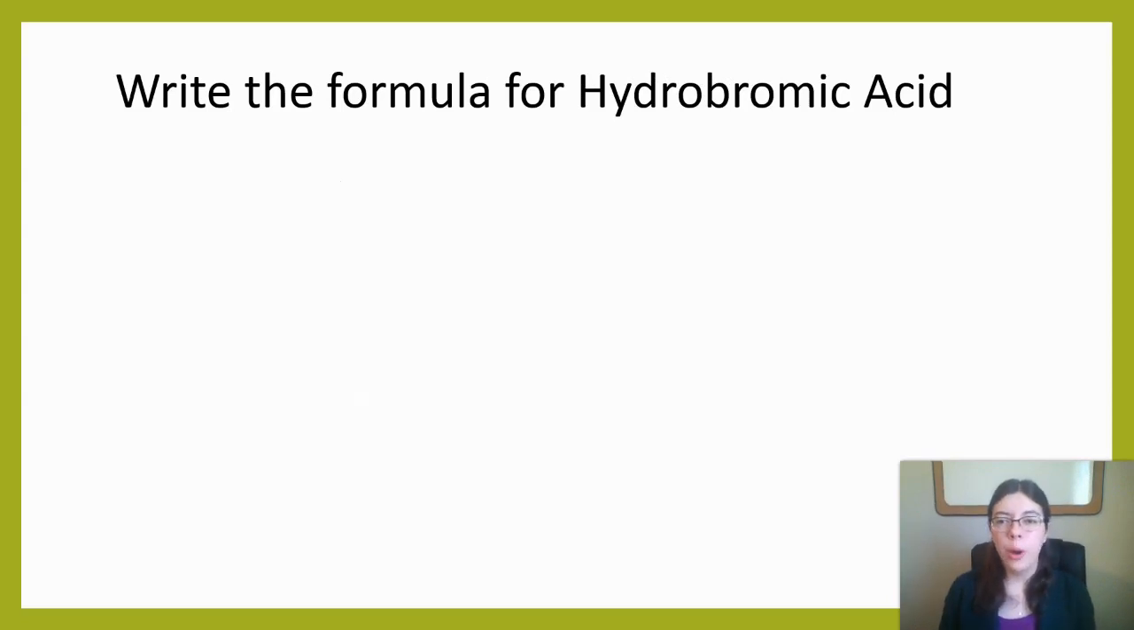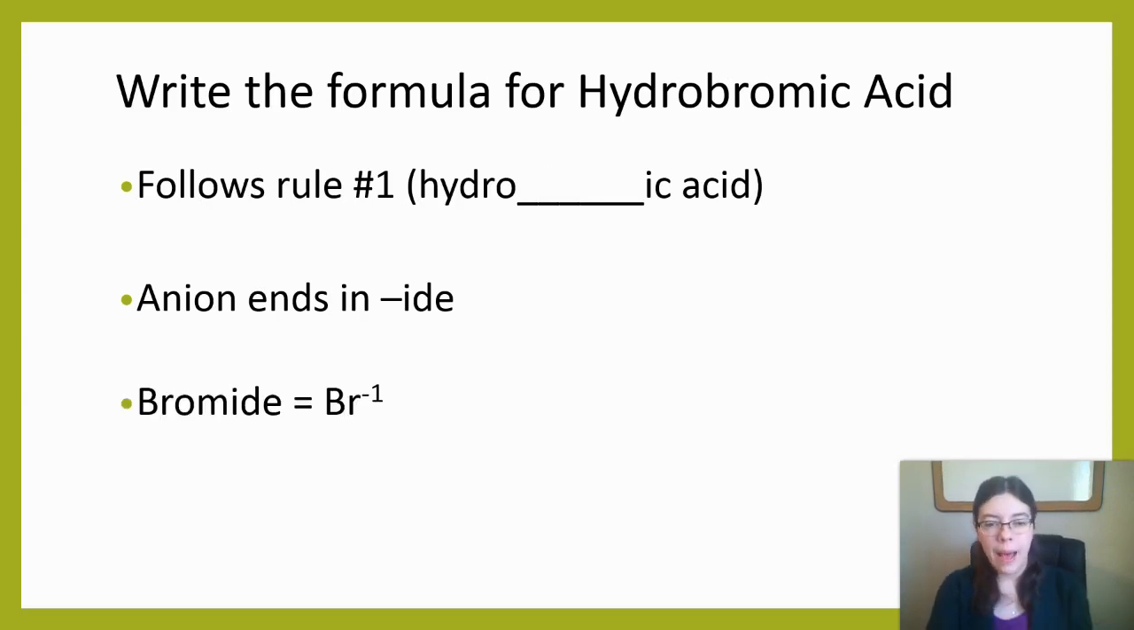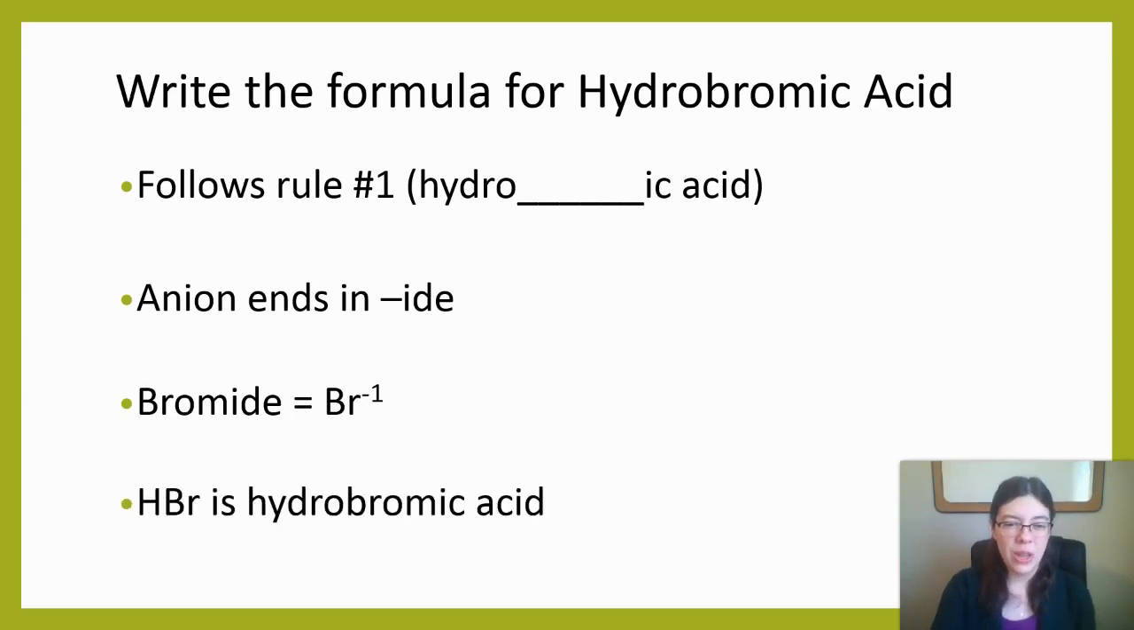Okay, and then hydrobromic acid. Well, we have the hydro and ic. So "my ride has hydraulics." Okay. So I know that my anion must end in ide. So I'm going to take that brom in the middle. So I have bromide, which is Br minus 1. Now I need to balance it out with hydrogens. So HBr is hydrobromic acid.